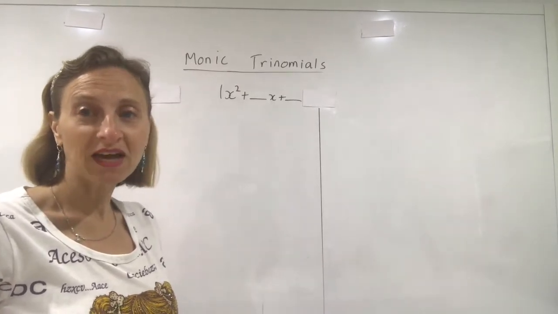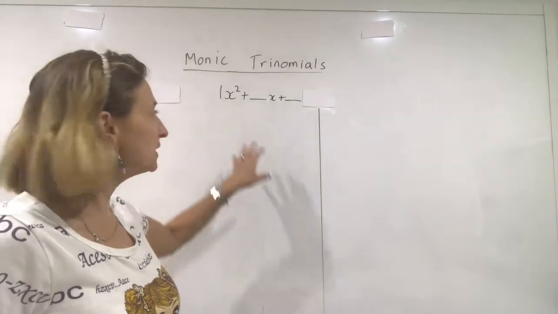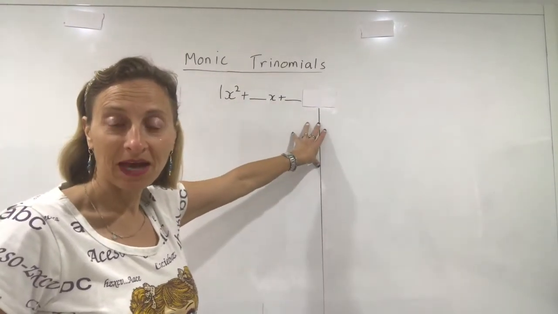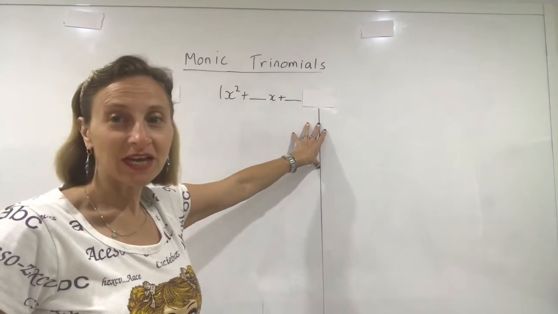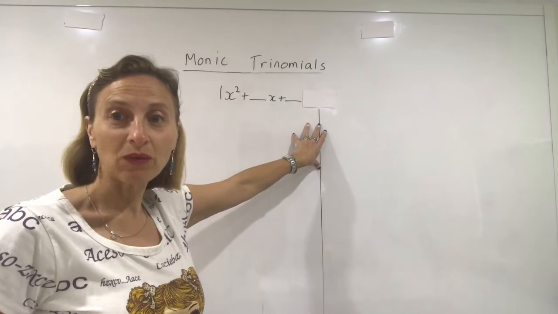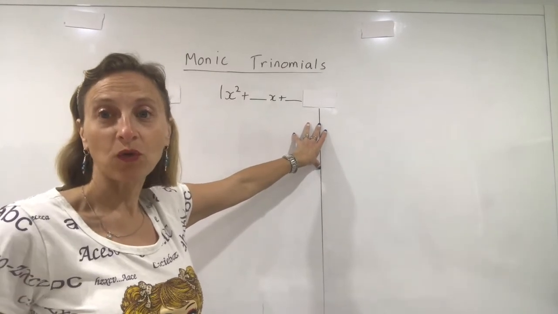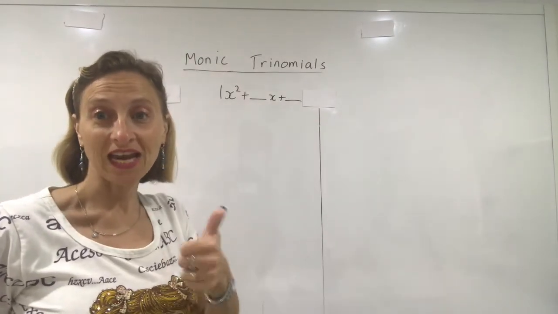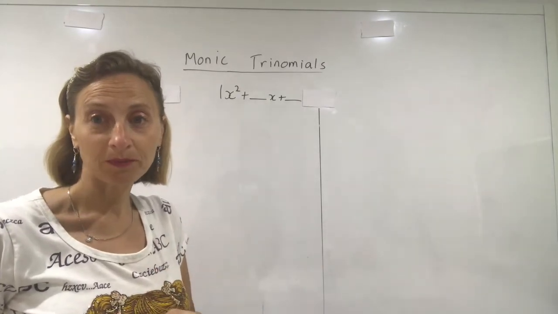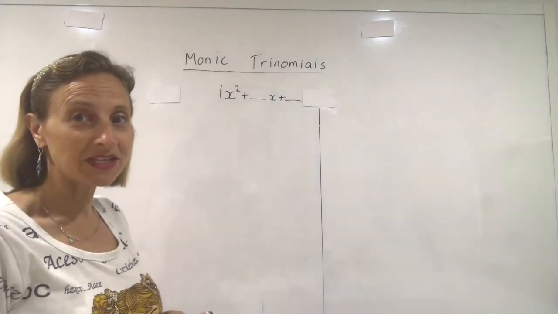Trinomials will always have the same form. They will always have an x squared, an x, and then a number at the end. Be careful because they sometimes mix them up and don't put them in the right order. So you might have to rearrange them first to put it in the right order. But it will always have an x squared, an x, and a number to make it a trinomial. Let's see some of these.